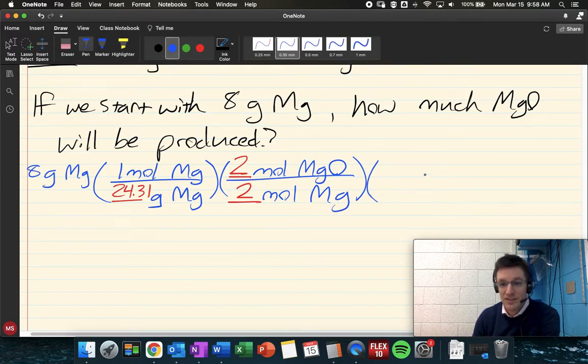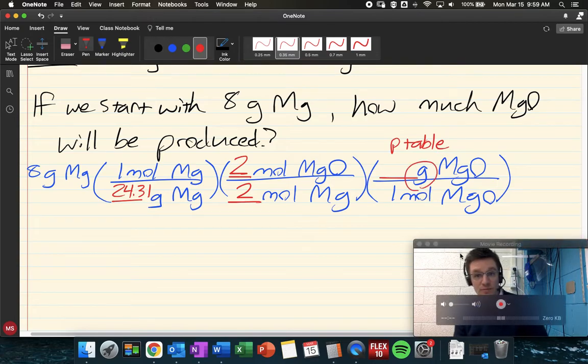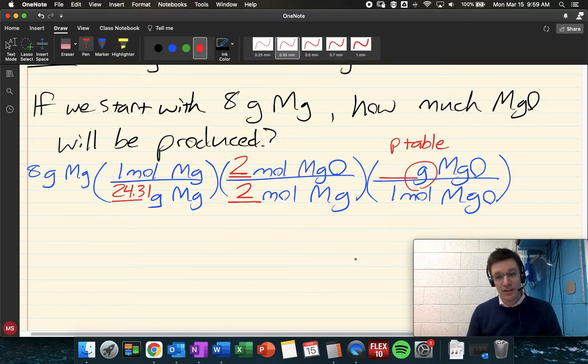The final step is the conversion factor to grams of MgO. Remember, the conversion factors come from the periodic table. So again, this is a periodic table mass here. Your clue is that it's grams. We always go to the periodic table for those grams. Pause the video right now. Go to the periodic table. Add up the masses for Mg and O. Write your answer in right here. Ready, go.